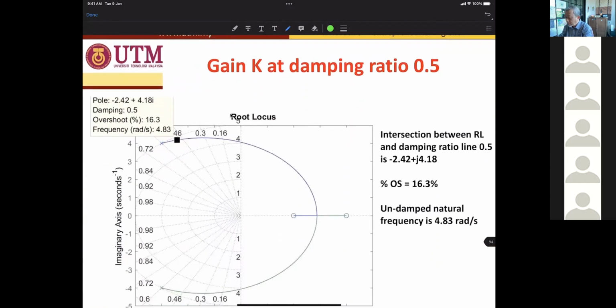So at the cross-section point here is the damping ratio is 0.5. Okay. And the intersection is minus 2.2 plus J 4.18. At the operating point, overshoot 16.3. Okay. 16.3. And the undamped natural frequency 4.8.